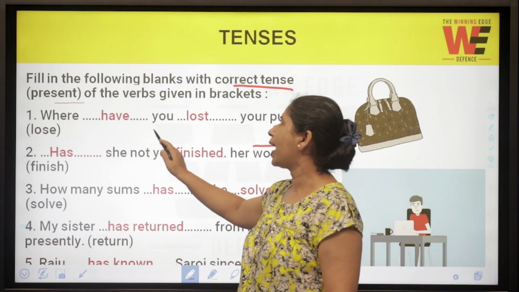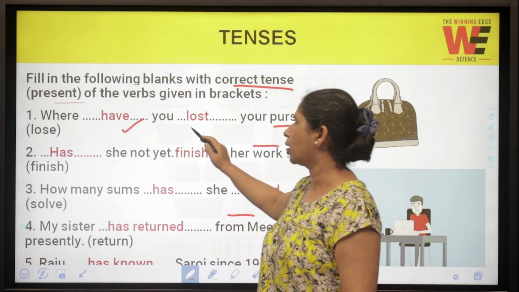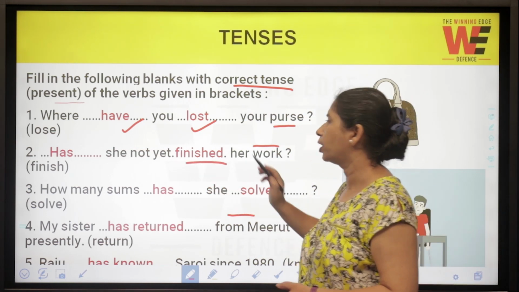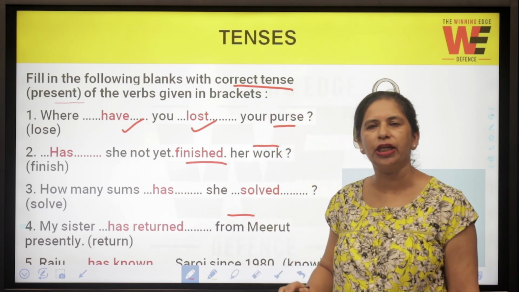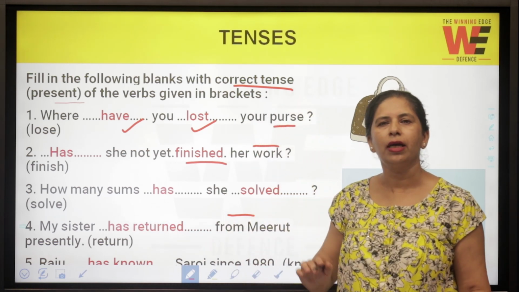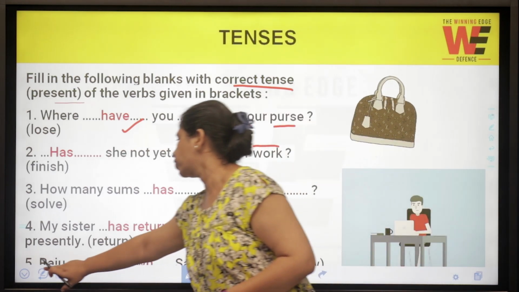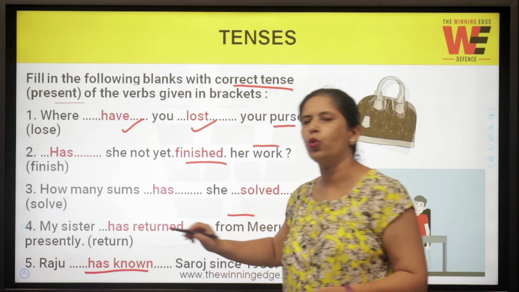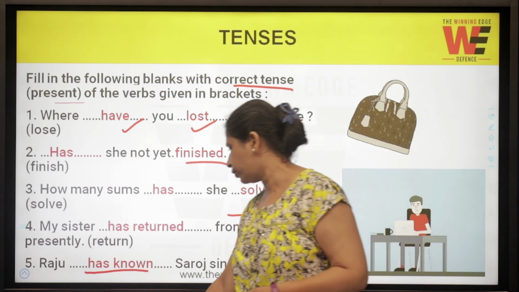क्या है? Where have you lost your purse? क्या हो जाएगा? Have लग जाएगा यहाँ पे और lose का हो जाएगा lost. Second one, has she not yet finished her work? Then how many sums? क्या हो जाएगा? Has she solved? My sister dash from Meerut. My sister has returned from Meerut presently. Then Raju dash Saroj since 1980. तो क्या हो जाएगा? Raju has known Saroj since 1980. So these will be your answers for these first 5 questions.